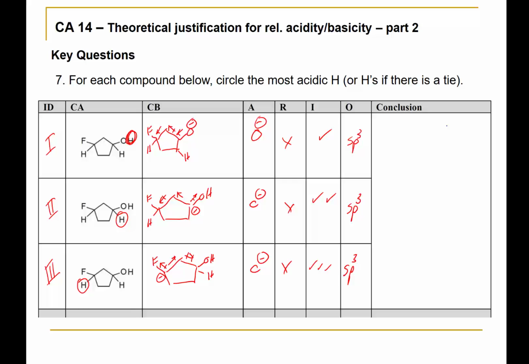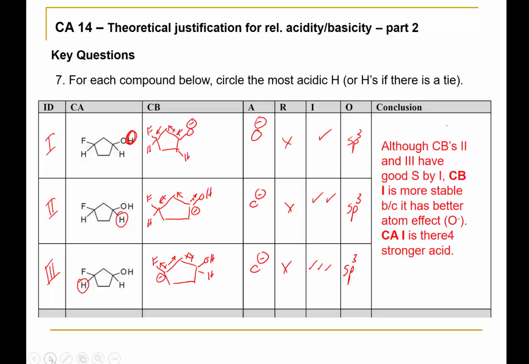So here's my concluding statement. I make the statement that although conjugate bases 2 and 3 have good stabilization by induction, and the implication there is that it's better than the stabilization by induction for conjugate base 1, I would argue that conjugate base 1 is more stable because it has a better atom effect. Therefore, conjugate acid 1 is the stronger acid.